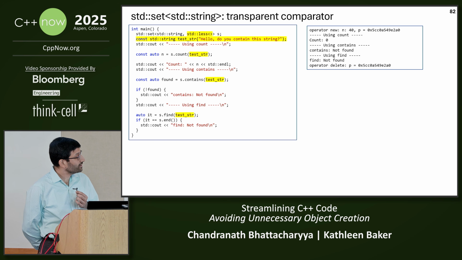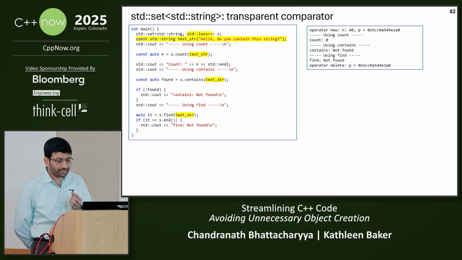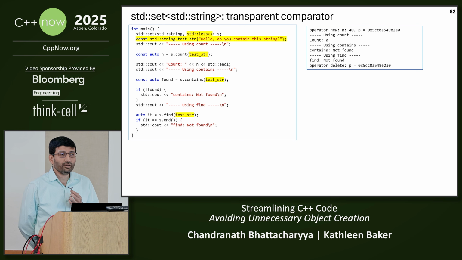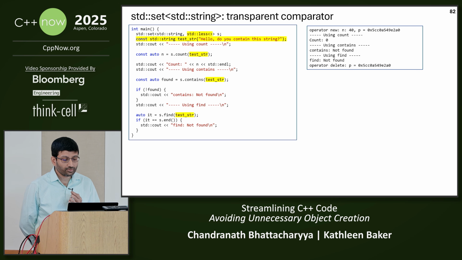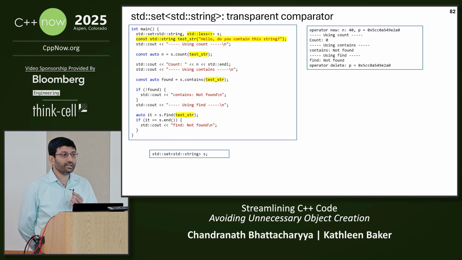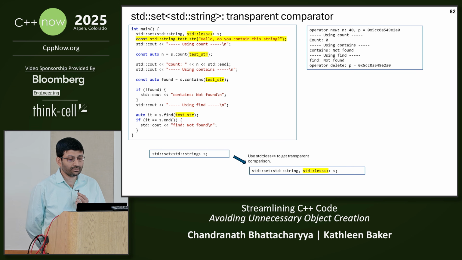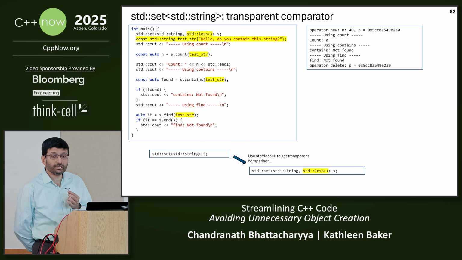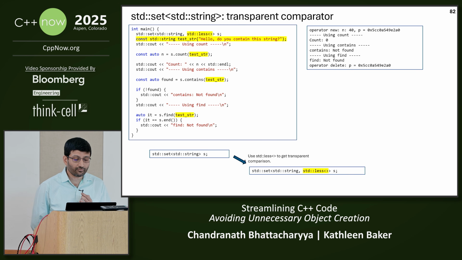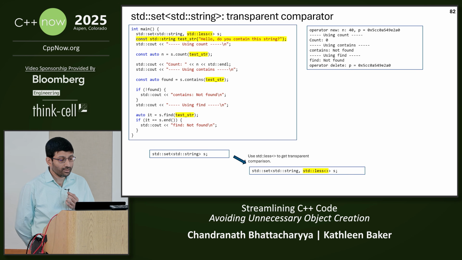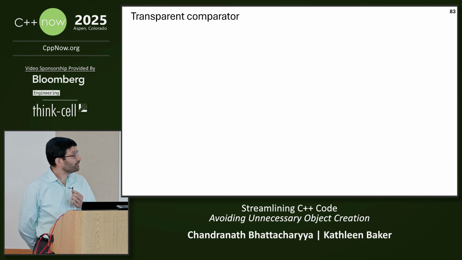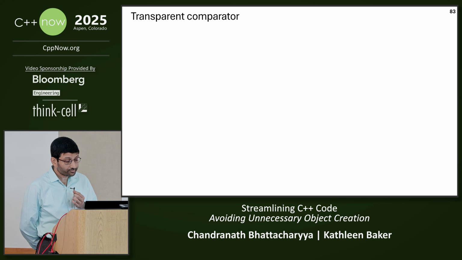If we use a std::string instead of the char array, then also the same thing holds. Okay, there are no temporaries, but there were no temporaries with the std::string in the first place. So here is our guidance. If you're creating a set with string as the key, consider converting it into this form so that you can get the benefit of transparent comparison. Okay, a little bit into transparent comparators.